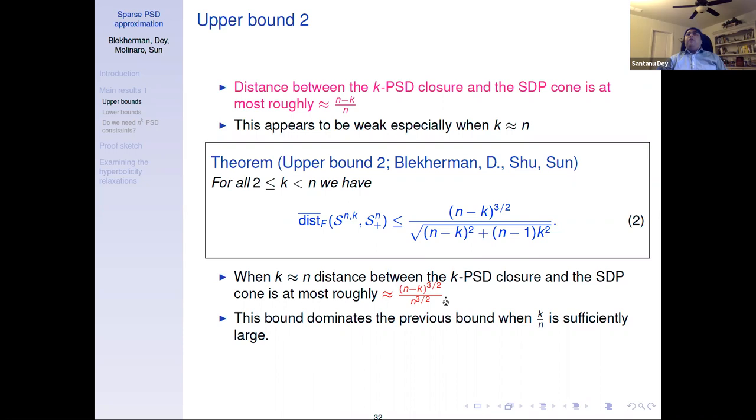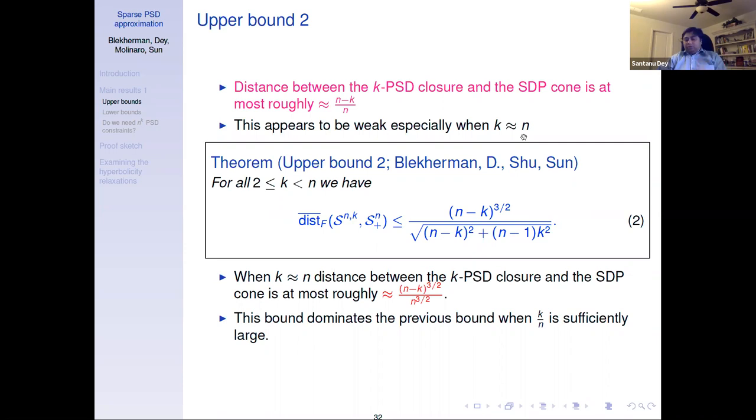So in other words, as k gets closer to n, the rate of convergence of SNK to SN plus is much faster. Initially it is sort of linear, but as k gets closer to n, this rate is at the rate of 3 over 2. And as I mentioned, this bound is only interesting when k is really close to n.